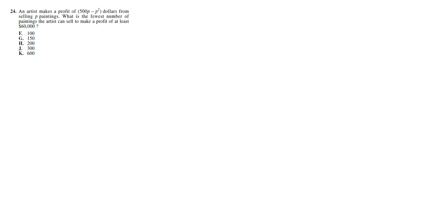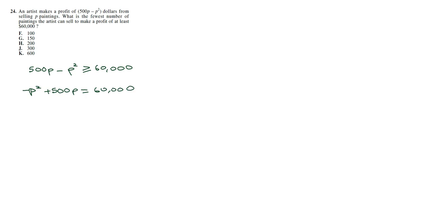Number 24, an artist makes a profit of 500p minus p squared dollars from selling p paintings. What is the fewest number of paintings the artist can sell to make a profit of at least $60,000? So let's look at that. The profit is 500p minus p squared. To make a profit of at least $60,000, it must be greater than or equal to $60,000. So let's make this an equation: minus p squared plus 500p equal to 60,000.